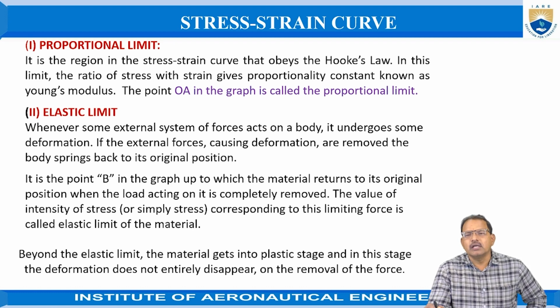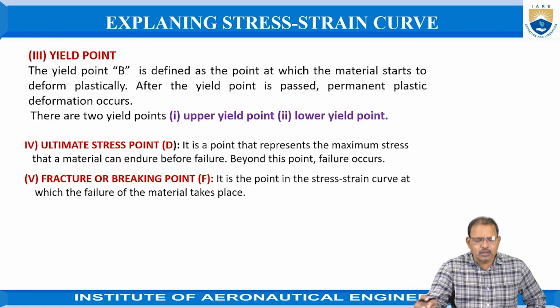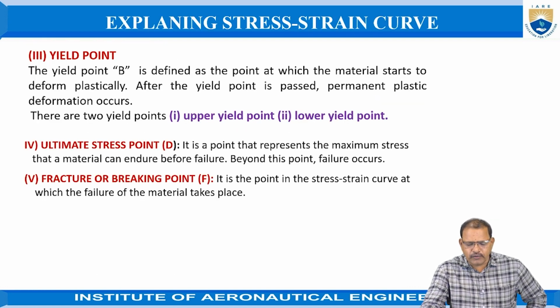That is, it is having plastic deformations. Okay, the yield point is defined as the point at which the material starts to deform plastically. That means after this B point, when the load is removed, it will not regain its original shape. The deformation produced in this specimen is treated as permanent. This property is known as plasticity.